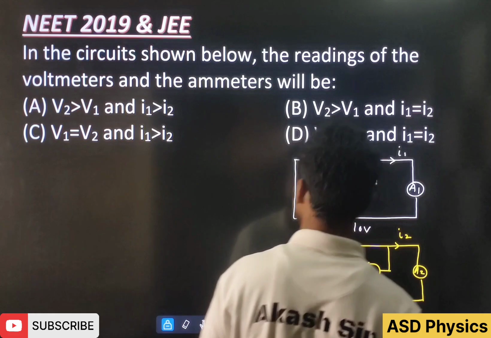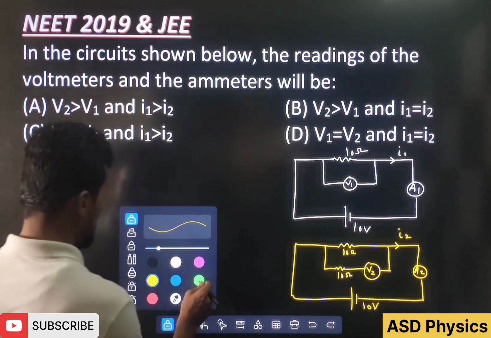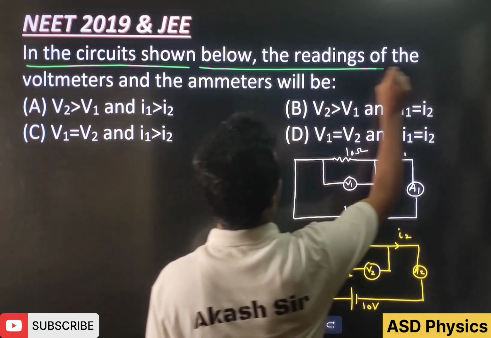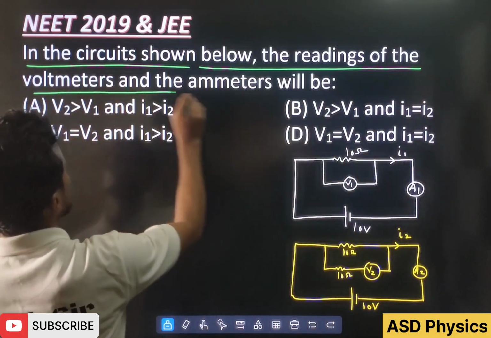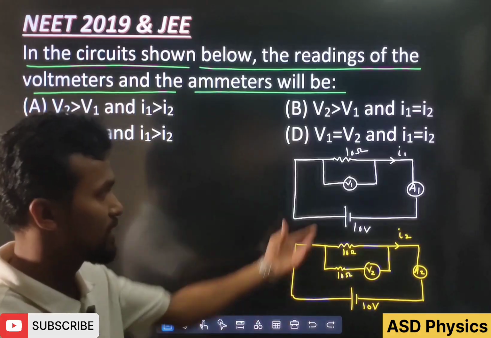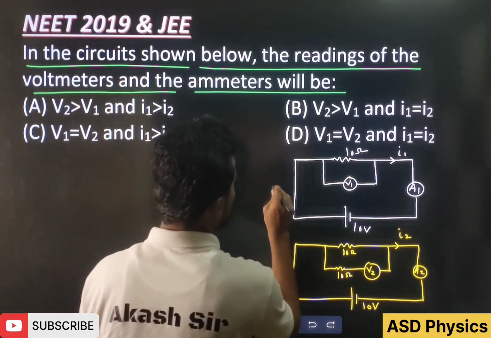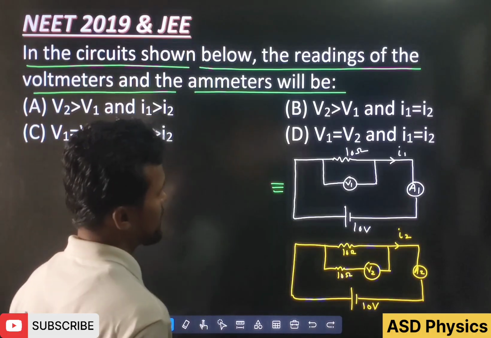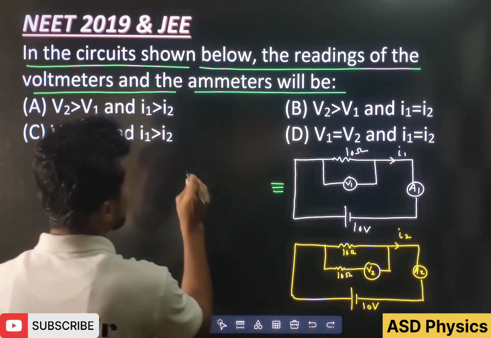Okay, great. Now let's see this question for the students. The question is: in the circuit shown below, the readings of the voltmeters and the ammeters will be how much? These are two circuits, circuit 1 and circuit 2. Nothing is mentioned, so which kind of voltmeter and ammeter? Ideal. So ammeter is a short circuit, voltmeter is an open circuit.